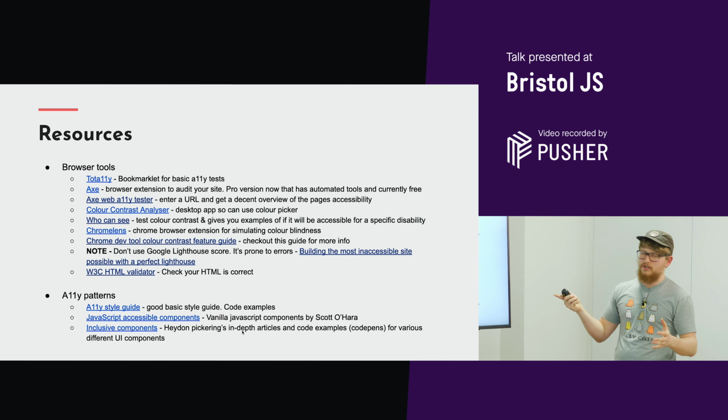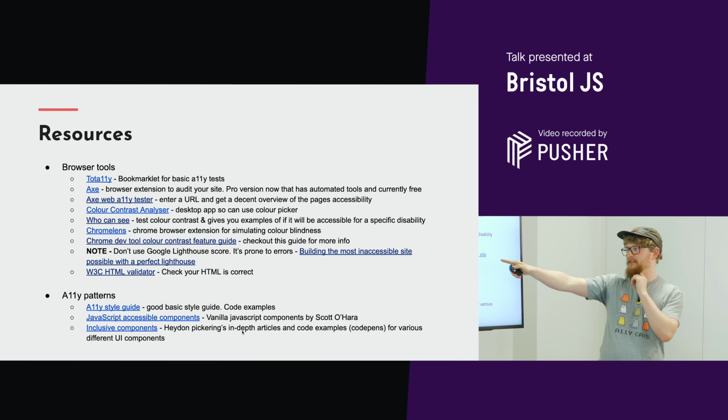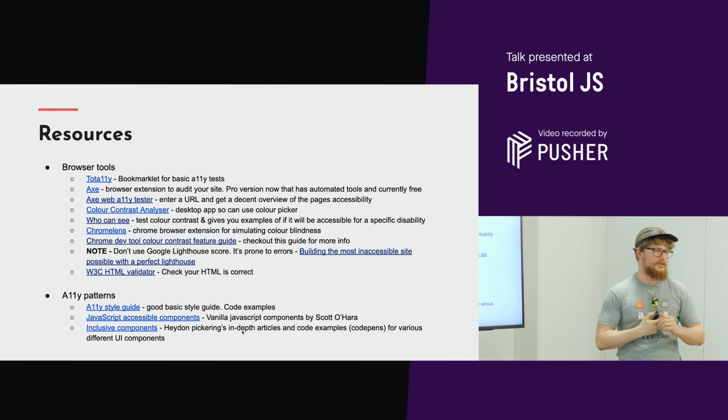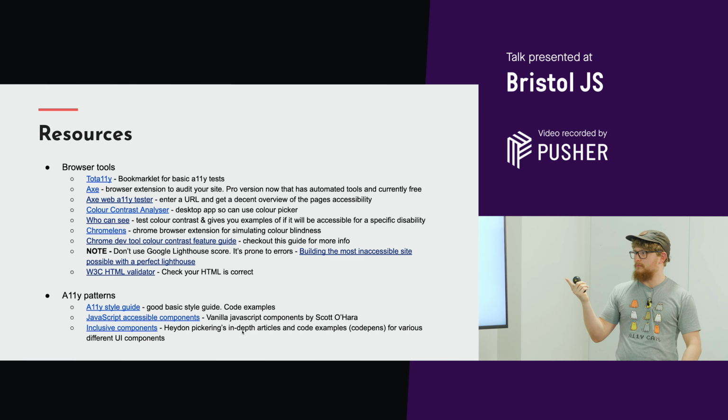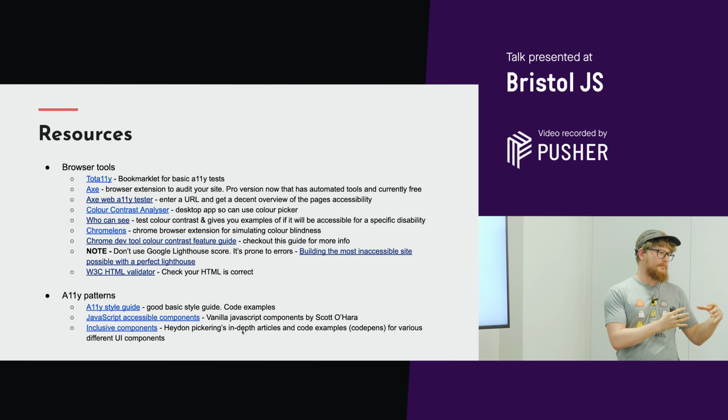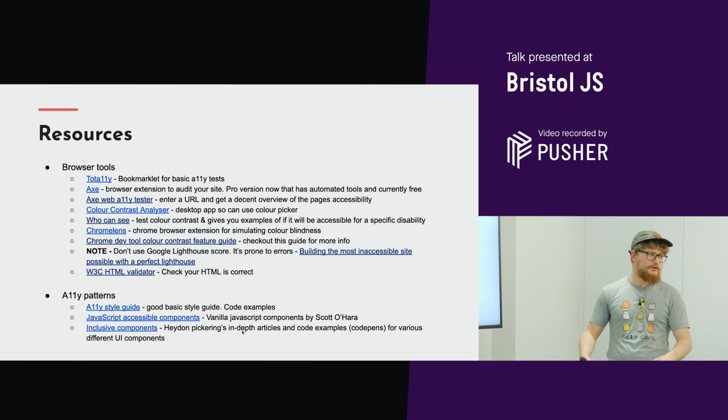So I've got a few resources here on these slides. The one I'd like to point out specifically is don't use Google Lighthouse to audit your site. Somebody here wrote an article where they built something that was getting a 100% accessibility score with Lighthouse, but it completely bombed. It's really not a great tool for accessibility.